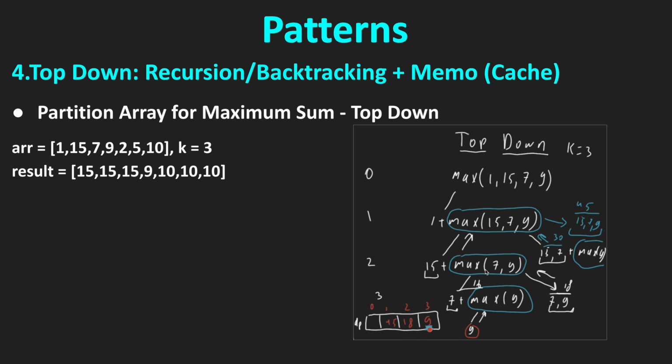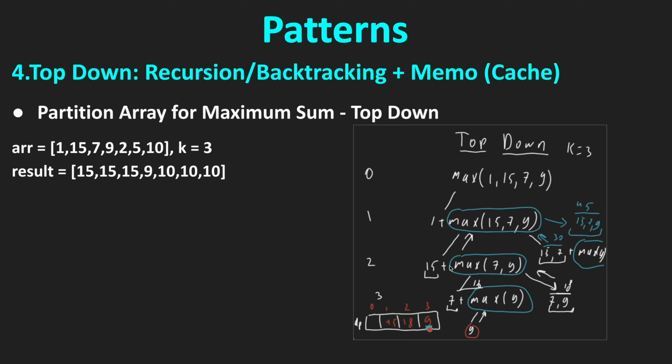Now we are building up to our solution. We are solving the problem for 15 plus the maximum of 7, 9. The value that we returned here is 18, the maximum value. 18 plus 15 gives us 33. That's one option. Another option is choosing 15 and 7, and the maximum 9, which already returned 9. The maximum between 15 and 7 gives us 15, so 15 multiplied by 2 is 30, and 30 plus 9 is 39.